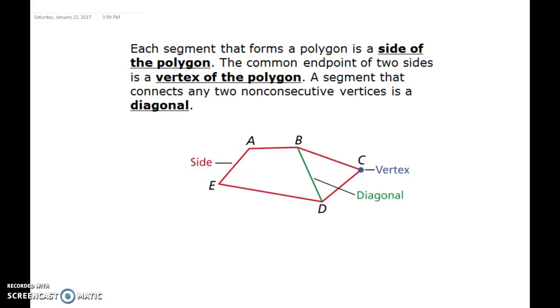All right, so now we're going to move on to chapter 6, and we're going to do section 6.1. So chapter 6 is talking about polygons and quadrilaterals, and section 6.1 is talking about the angle sum theorem.